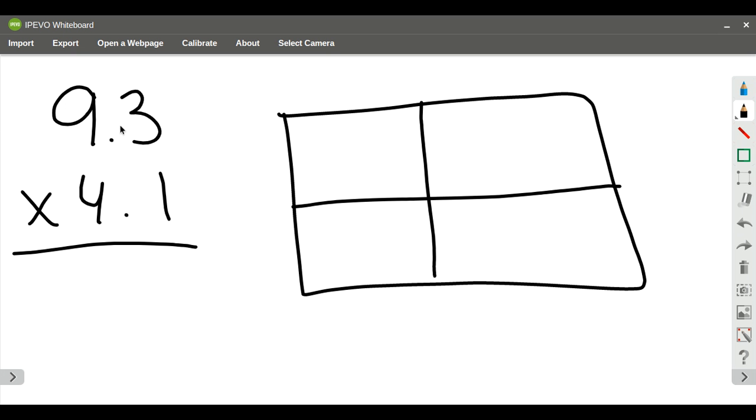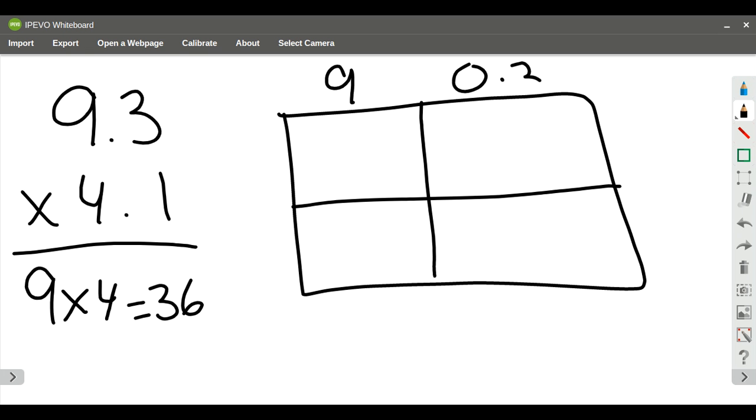So 9 3/10 is going to become 9. 4 1/10 is going to become 4. So my answer should be near 36. Then I break it apart. So I have 9 3/10. Again, I'm breaking apart my decimals and just writing them in decimal notation. And 4 1/10. Okay, 4 times 9 is going to be equal to 36.